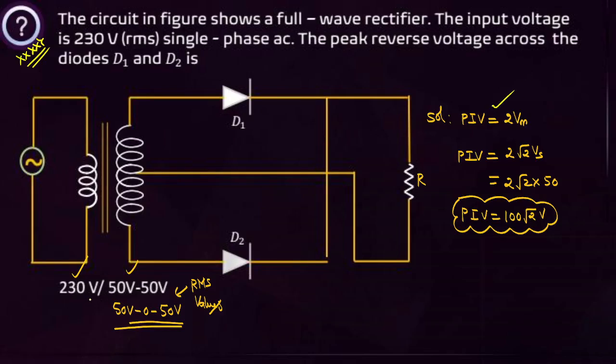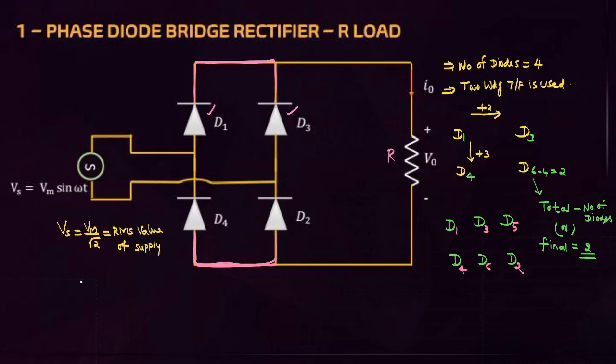If it is given like this, these are the RMS values, students, not peak values. I am writing Vm in terms of the RMS value, root 2 Vs. If the secondary voltage is 50 volts, then you cannot take 50 directly. This is an RMS value, but you have to substitute the maximum value, root 2 Vs. That is the observation.